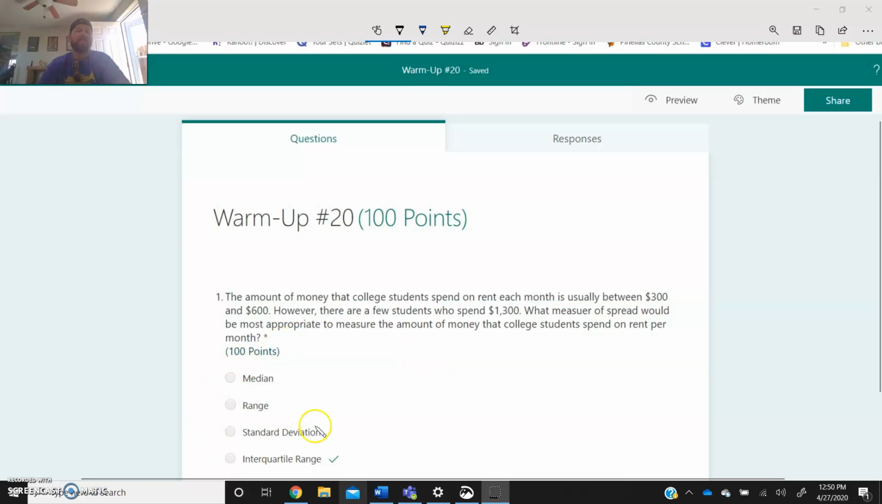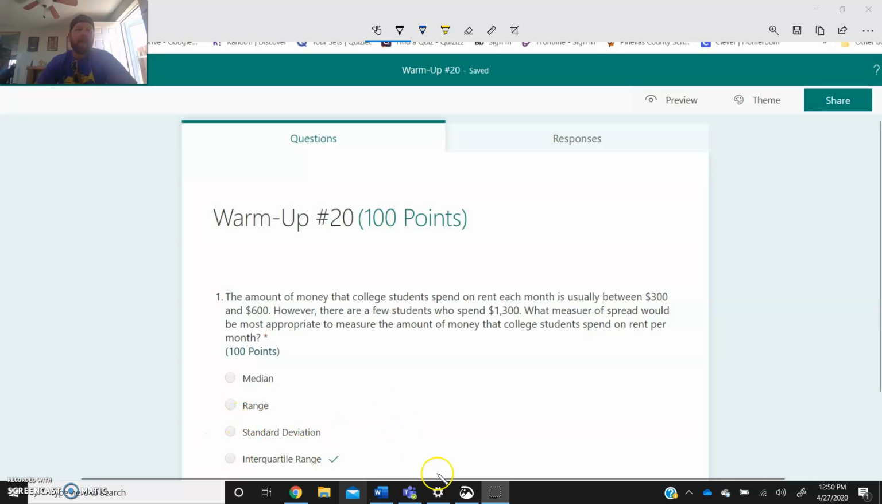The first one says median. Well, median, as you know, is the number that is in the middle. That's not going to help us at all. Just not a good option. Range is taking the biggest number and subtracting the smallest number. Once again, not going to help us. These two are just not good answers. They're not going to give us a good spread.